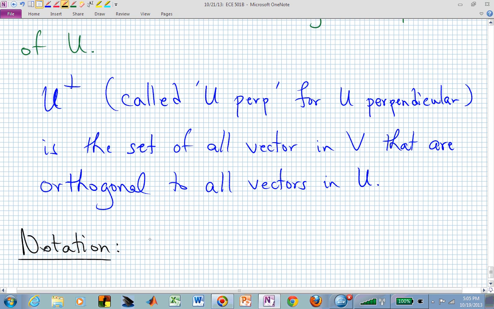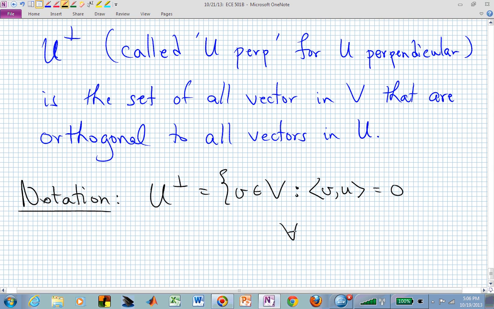The notation that we will use then is to say that U perp is this set of vectors coming from our original vector space V, such that if we form the inner product of V and U, this is zero for all U in our subset of vectors, capital U. So that the vectors in U perp are orthogonal to all the vectors in the subset, capital U.